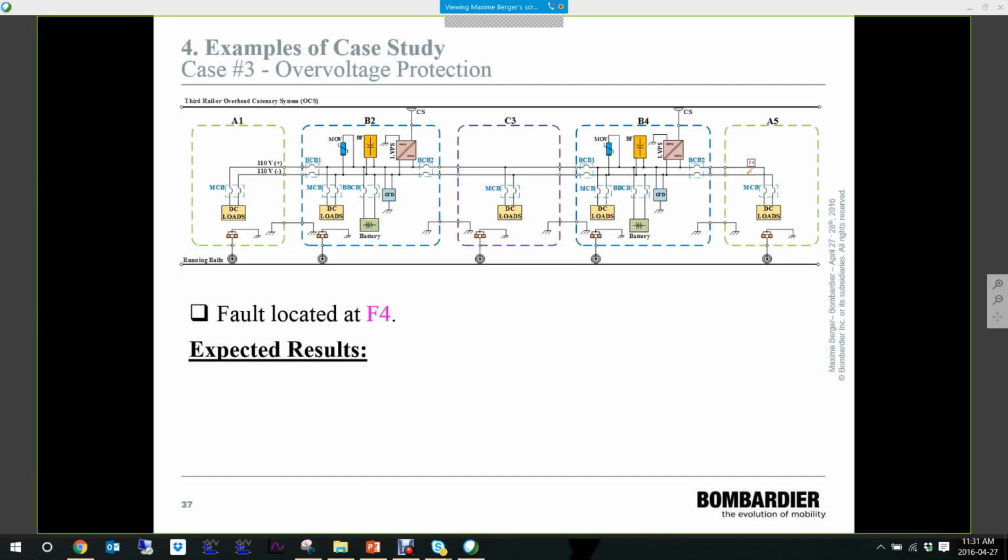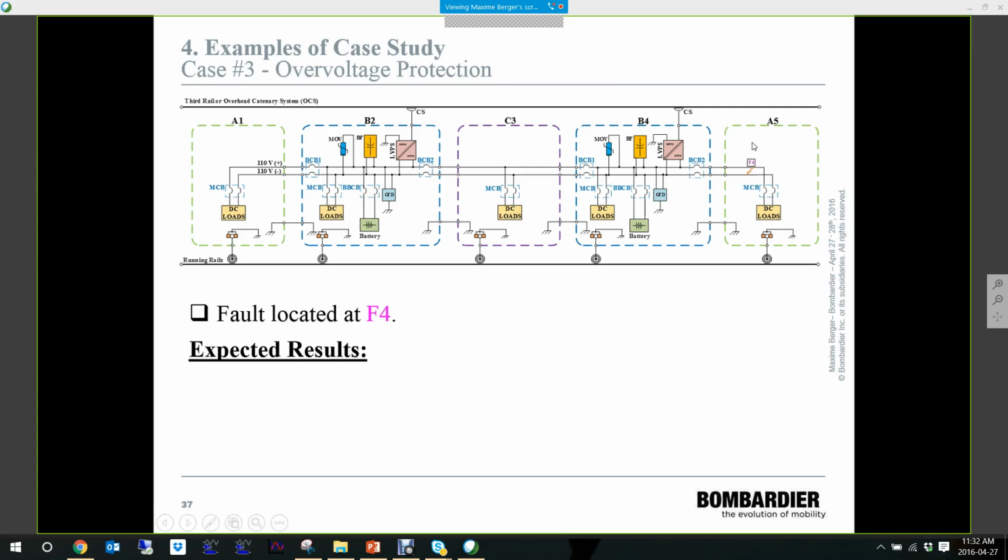So regarding case number 3, which is an overvoltage protection example, we still have the same power system, but now I added a MOV and a bus filter, which is mainly a big capacitor there to clamp the voltage during transient overvoltage events.